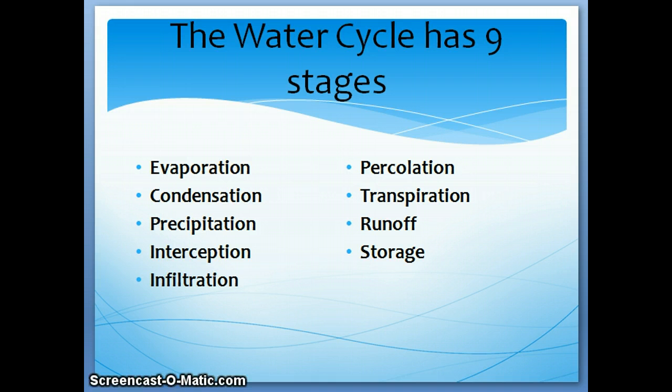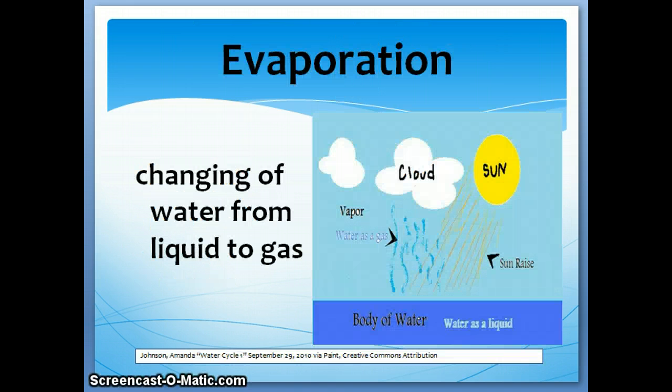The water cycle has no true beginning or end, but I will start off our discussion with the 9 main stages in the water cycle, beginning with evaporation and continuing with condensation, precipitation, interception, infiltration, percolation, transpiration, runoff, and concluding with storage. The first stage I will explain is evaporation.